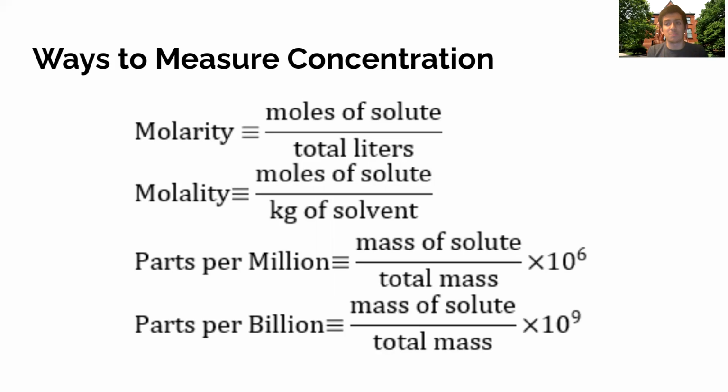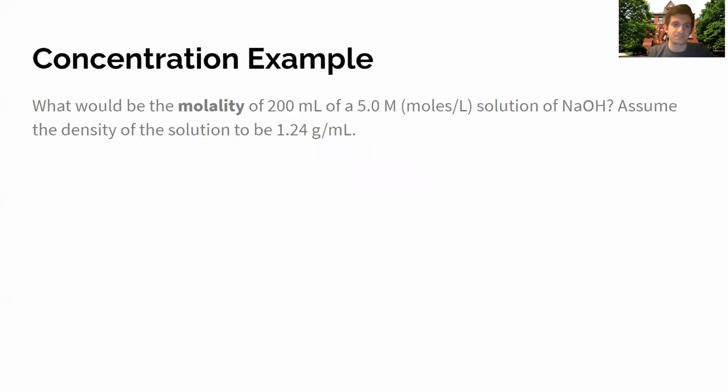Parts per million and parts per billion are really effective ways of measuring that concentration. Let's go through an example. This is going to be a little bit more of a challenging example here. What would be the molality of 200 milliliters of a 5.0 molar solution of sodium hydroxide? Assume the density of the solution to be 1.24 grams per milliliter.